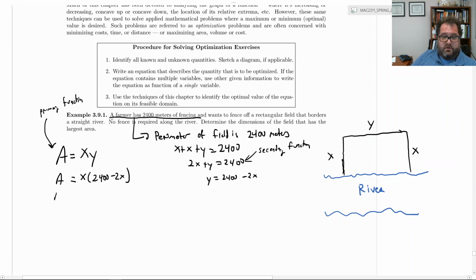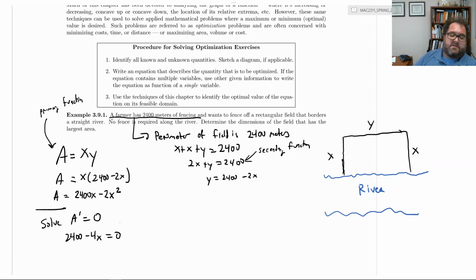So if you want to, you can distribute. That's probably easier if you do. It's 2400x minus 2x squared. If we want to find a critical value, we need to solve A prime equals 0. So what's A prime? The derivative of A is 2400 minus 4x, right? It's a really easy derivative. Just apply the power rule twice, the constant multiple rule twice, and the sum-difference rule once. So there's our A prime equals 0.